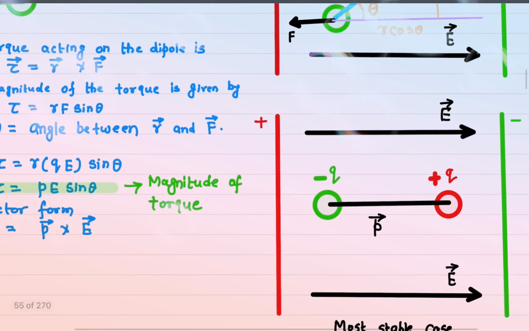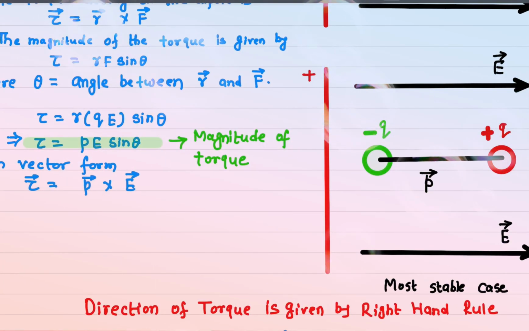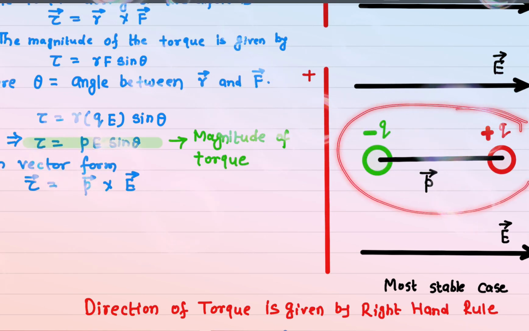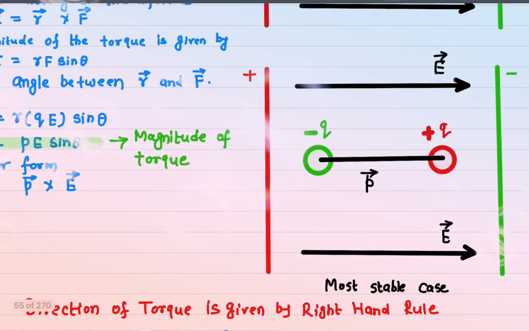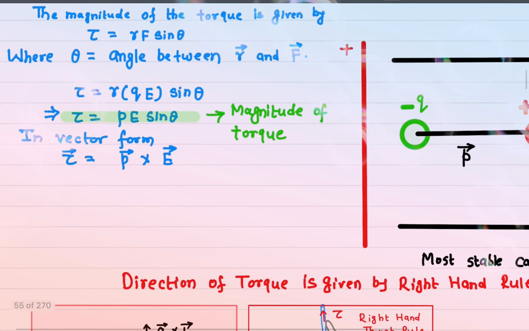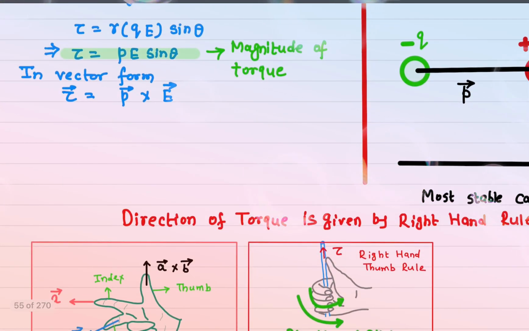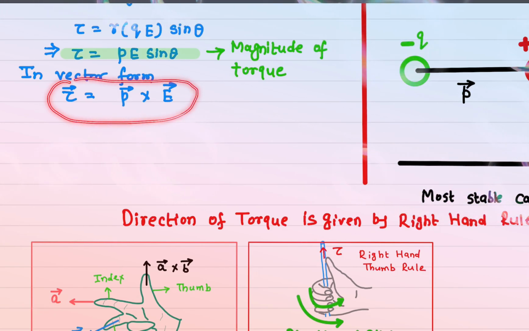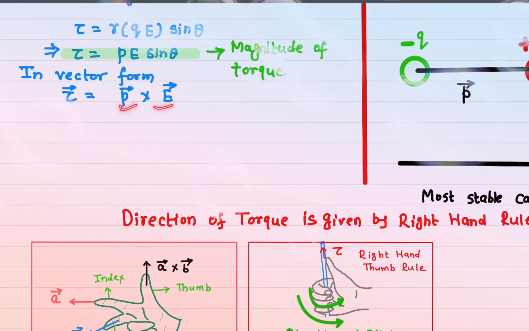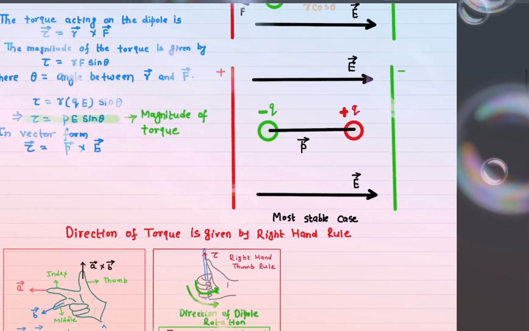So when you place a dipole in an electric field, the most stable case is when the dipole is perfectly aligned with the electric field. In vector form, we can write the torque as P cross E vector. And now let's find out the direction of the torque. We have found the magnitude. So what is the direction?